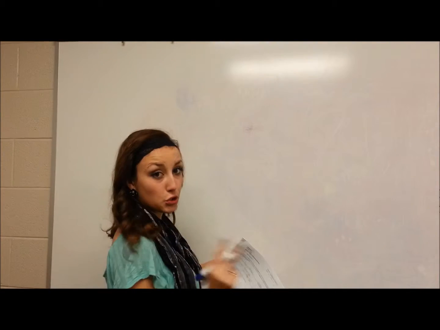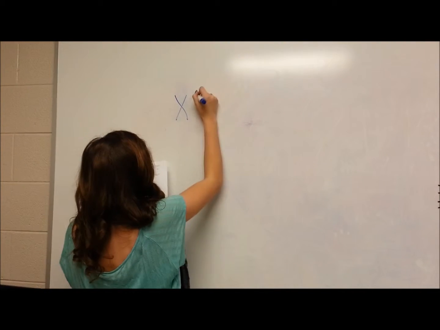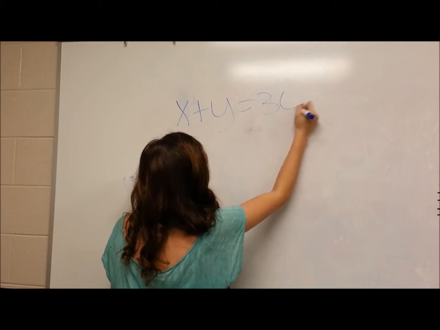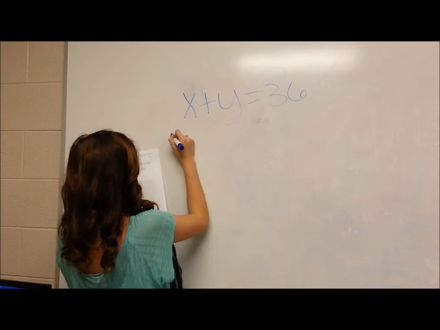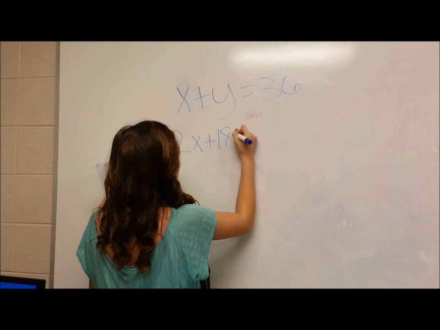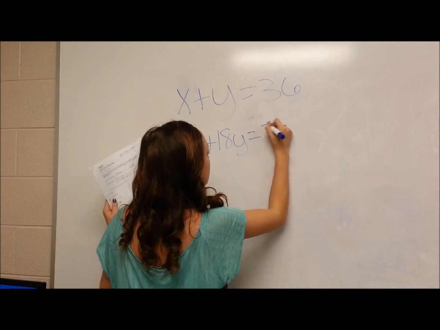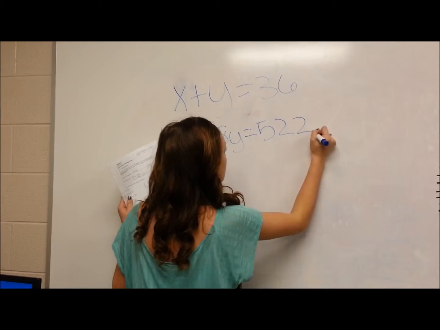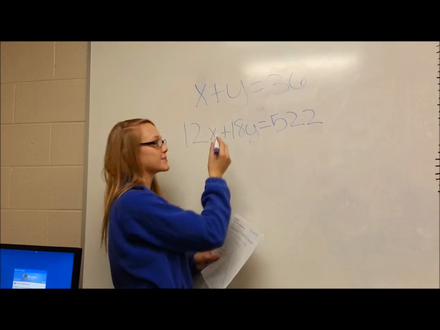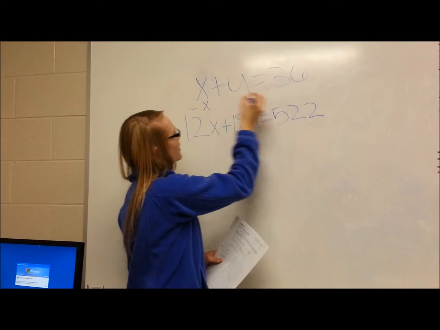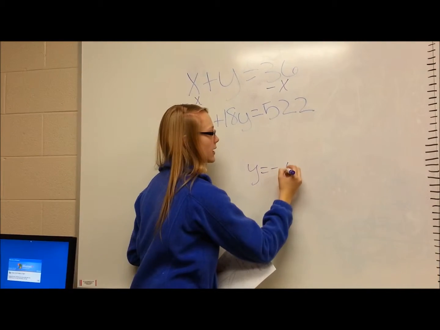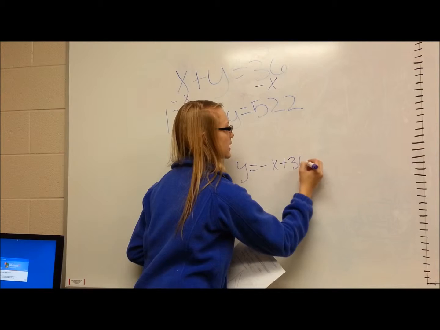From the problem, we're going to make two equations. x plus y equals 36. And then another equation is going to be 12x plus 18y equals 522. We're going to put both the equations into y equals mx plus b. Subtract x there, so you have to subtract x on the other side. y equals negative x plus 36.